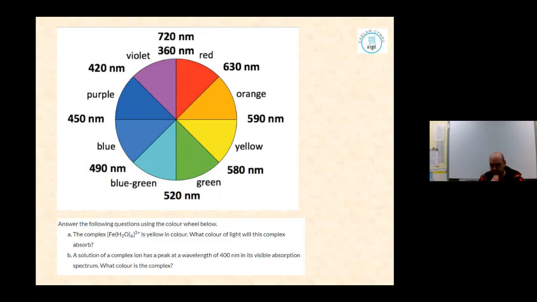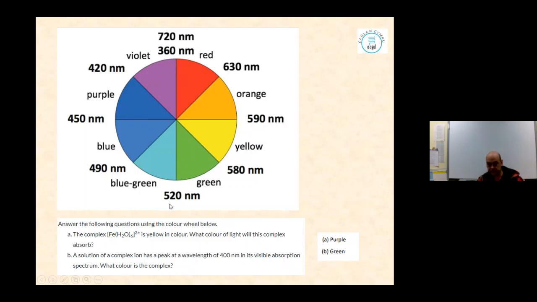So we've got a complex that's yellow in colour. What colour light will this complex absorb? If it's looking yellow, it's not absorbing yellow. So what is it absorbing? And you've got this wavelength of 400 nanometers in the visible absorption spectrum. What colour is the complex? It's got a peak at 400 nanometers, so it's absorbing the 400, which is here, purple. So I'd expect that perhaps to be yellow. Green, sorry, it's opposite. There's the 400. So it's absorbing the violet, so I'd expect the colour to be green.